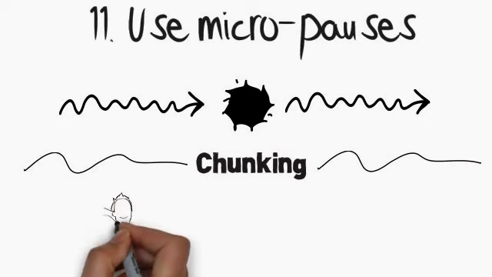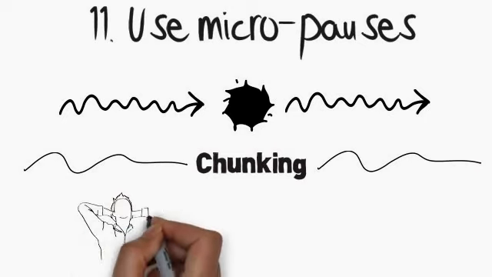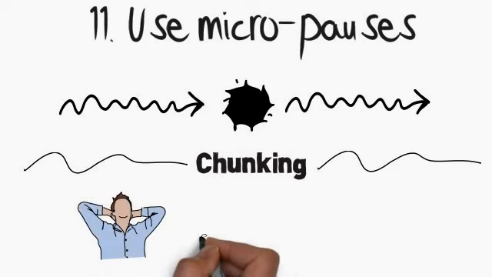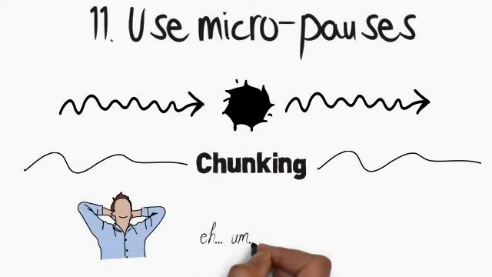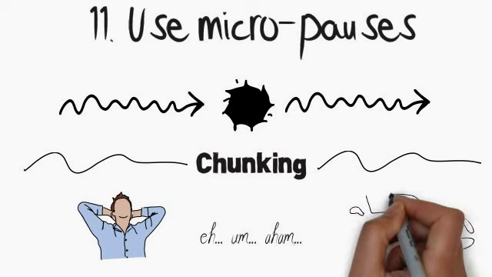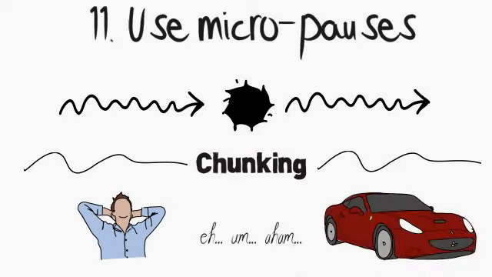Chunking has also 3 additional benefits. First, you look and sound confident when you feel anything but. It helps you eliminate filler words. And finally, you don't have to slow down to be an effective presenter.